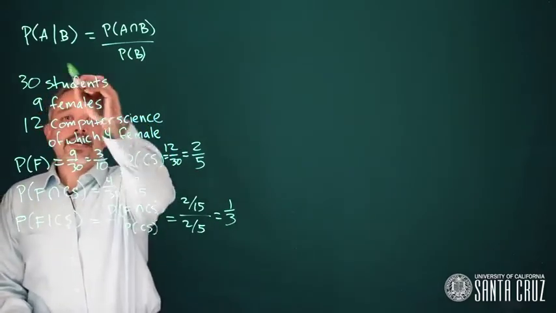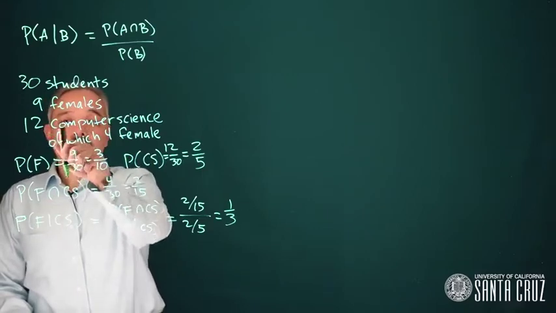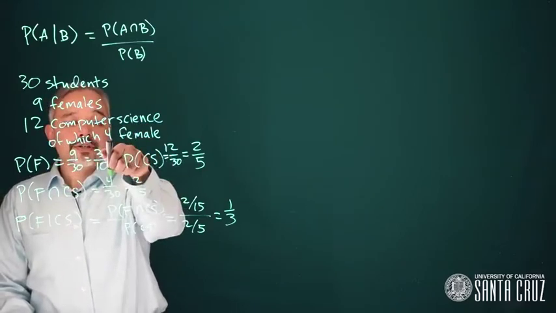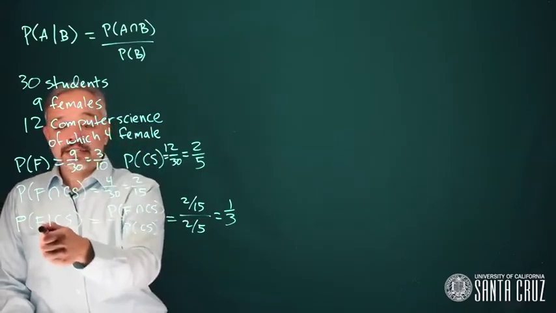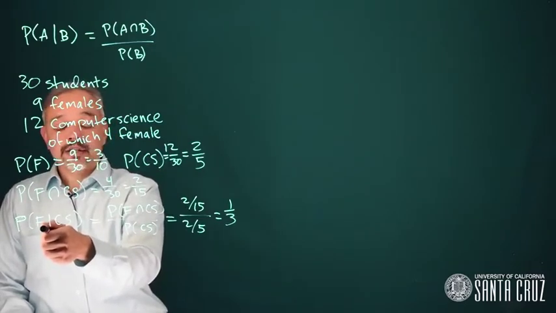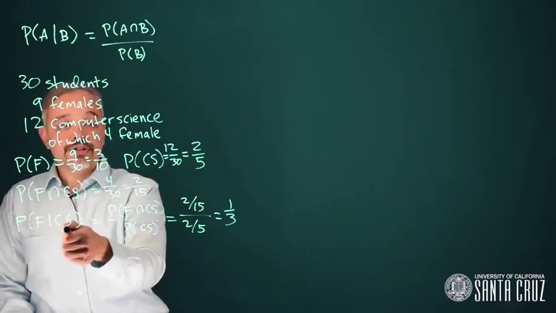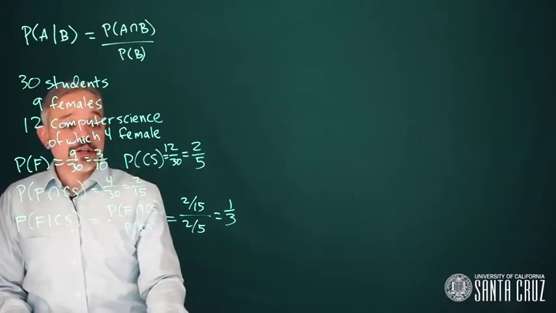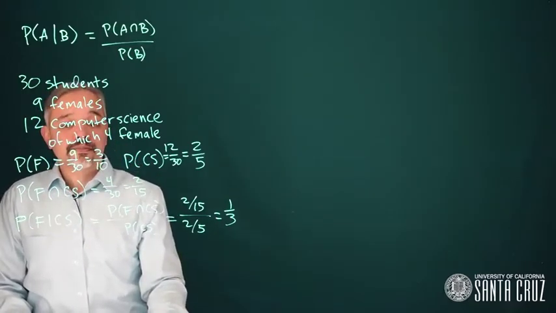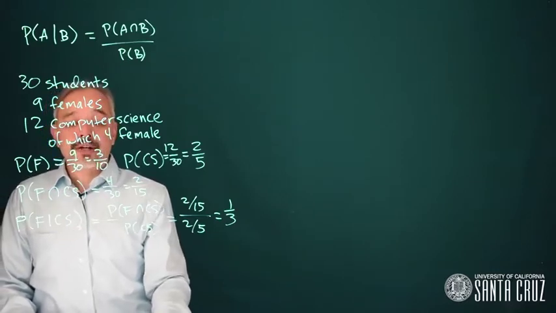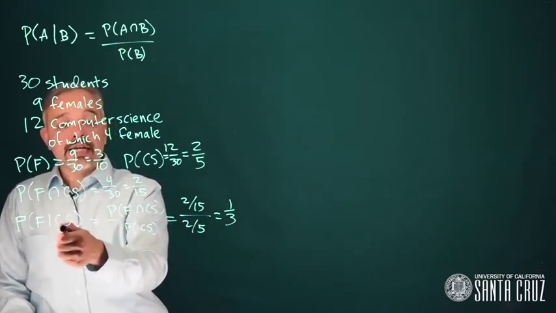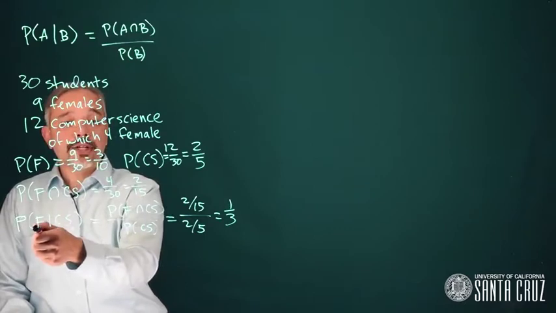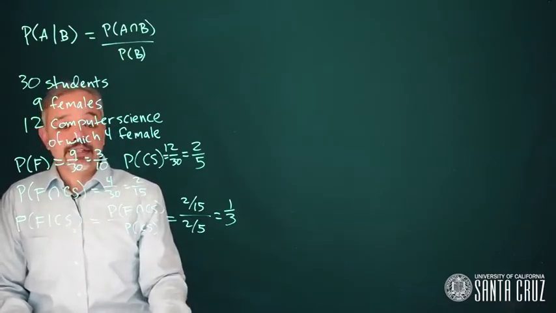We can also think about that in the original framework here. Of the 12 computer science majors, what fraction are female? That's exactly what this probability is saying: the probability that they're female given they're computer science. And so there we could just look at the 4 over 12. That would give us the same answer of 1/3. That's an intuitive way to think about a conditional probability, is that we're looking at a subsegment of the original population and asking a probability question within that segment.